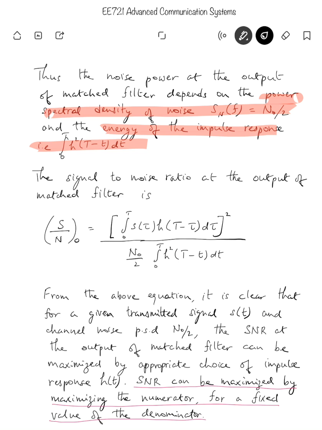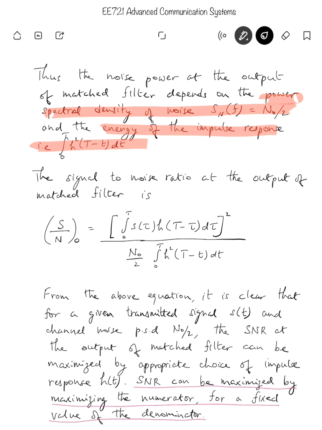And how do we maximize this? So far we have not specified what the impulse response should be. We just say it's an impulse response. What we are going to show now is that by choosing the impulse response to be matched to the transmitted signal s of t, this ratio indeed gets maximized, and for that we are going to utilize some properties like the Cauchy-Schwarz inequality, and also invoke Parseval's relationship. Let us see how we can prove this.